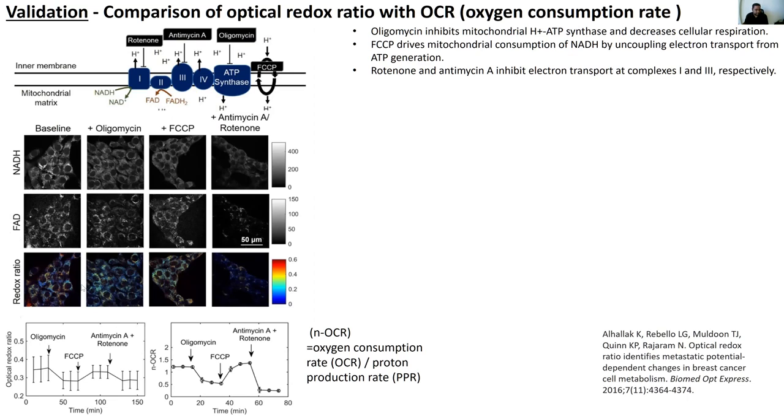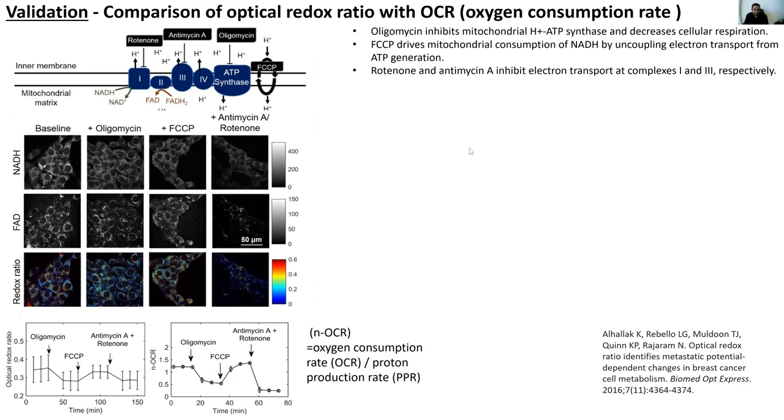These are just intensity images, but these are redox ratios between 0 and 0.6. The main thing is, if you look at the redox ratio, oligomycin decreases the redox ratio, FCCP increases the redox ratio, and antimycin A and rotenone again decrease the redox ratio. It's the exact same behavior that you see in OCR. So this is another validation that whatever we have been seeing with this particular definition of the optical redox ratio actually validates very well with OCR.